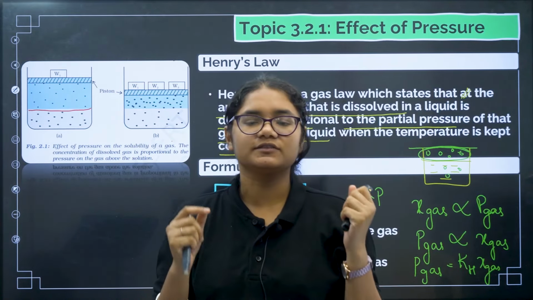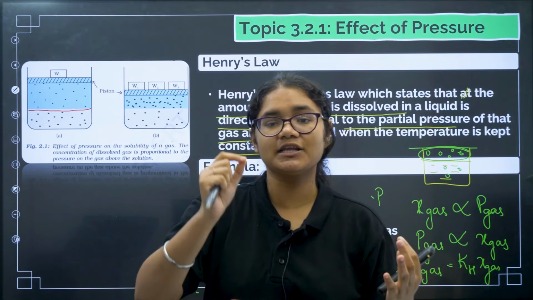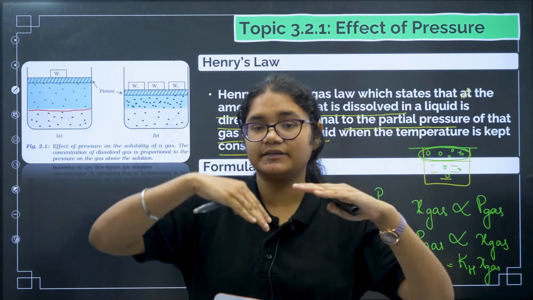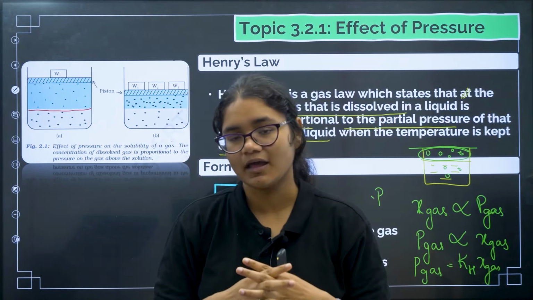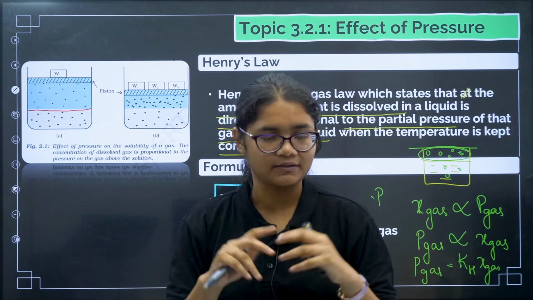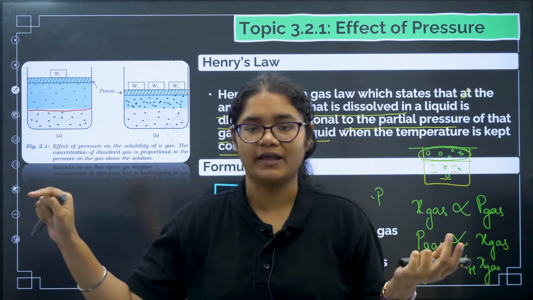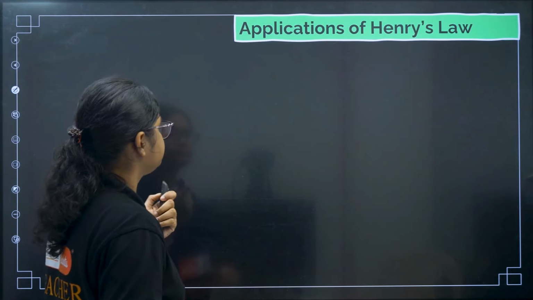Very simple law. The solubility of a gas in a liquid depends on the partial pressure of the gas above the liquid. How much gas is present above will affect the solubility of the gas in the liquid. I hope this is clear. This formula is clear: partial pressure is equal to KH into the mole fraction of the gas. Now let us go to the next part.